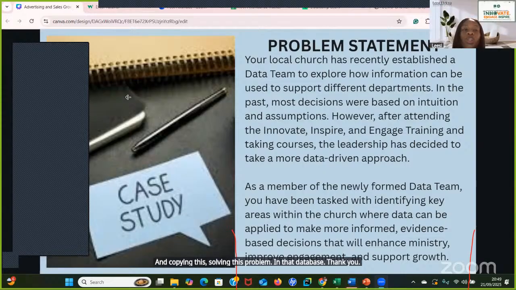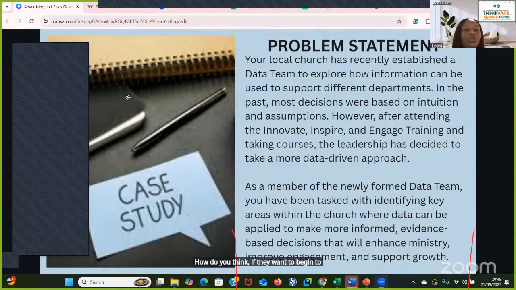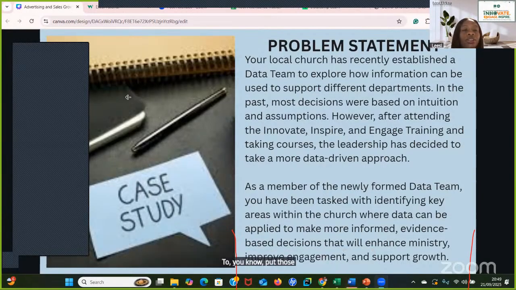Thank you. So let me ask a question. What do you think is the best solution for this? Assuming a church uses paper, the church clerk is a paper person, always using paper. If they want to begin to implement a data solution, what is one of the easiest ways they can begin to put those records in a more presentable way, if I may ask?